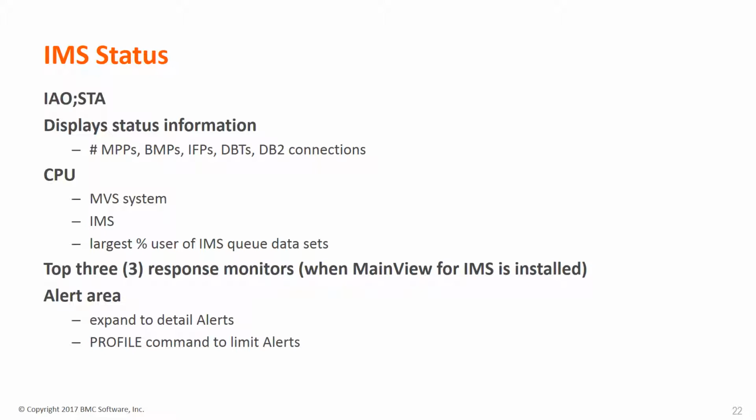If you have MainView for IMS installed, it will display the top 3 response monitors that have been defined. And there's also an area for your alerts. If you use the PF5 or expand key, it will provide you with detailed messages for those alerts. And you can use the profile command to set filters to limit the display.